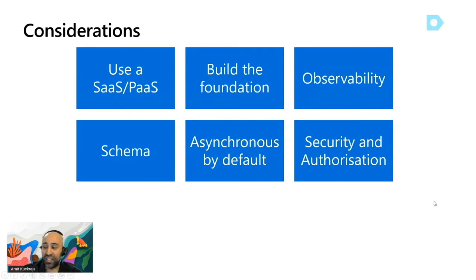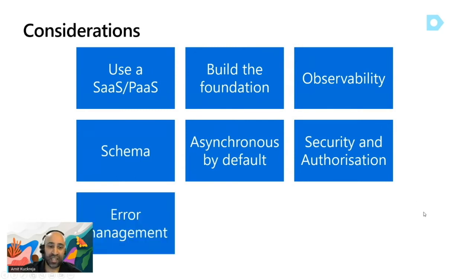Security and authorization. Effectively, you have all your data in these queues. You need to make sure it's secure and only the right parties are accessing it. Error management: what happens when an error happens? Things to think about here are dead letter queues and the flows for these errors.